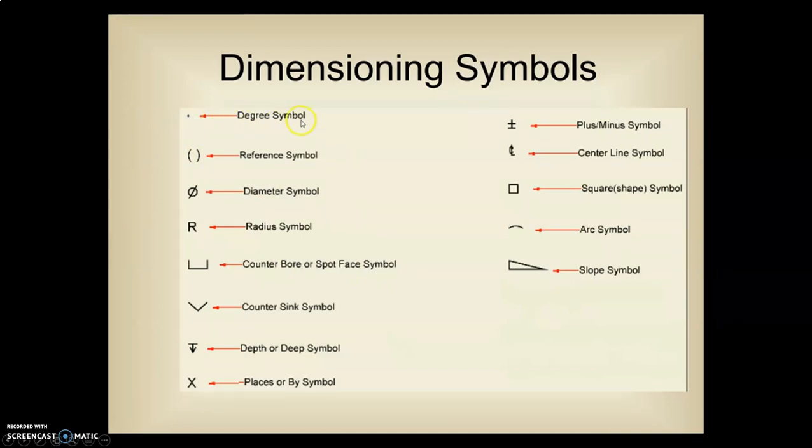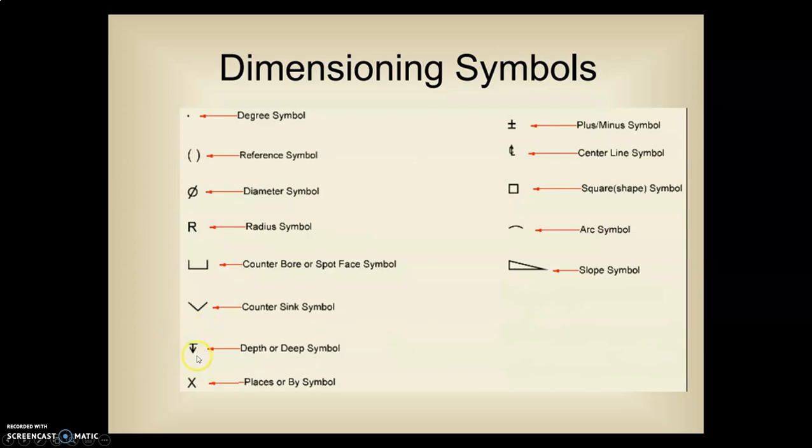You've all seen a degree symbol. The parentheses here mean it's a reference dimension. Here is a diameter symbol. We don't write DIA or diameter. Here is a radius symbol, an R, even though that's English. This shape here is a counterbore or a spot face. A V here is a countersink. Right here is the depth.